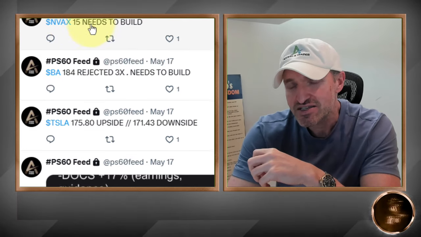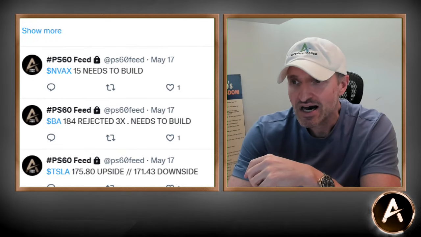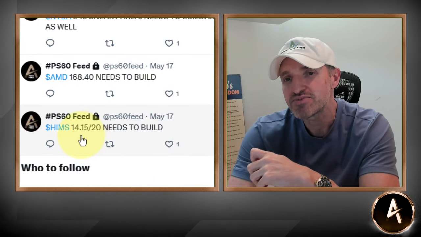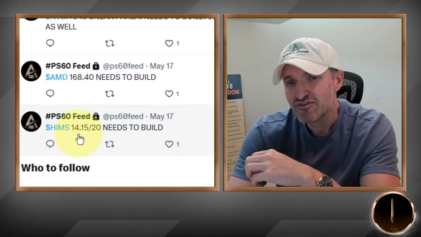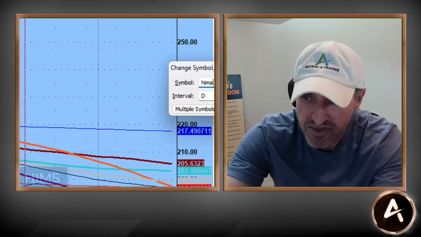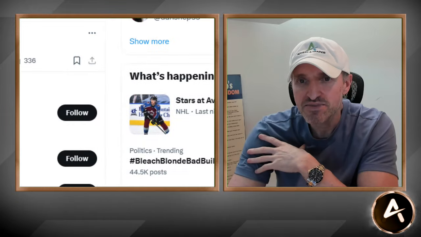NVAX 15 needs to build, never got there. HIMS, nice breakout on HIMS. Really, really nice breakout on HIMS. 14.15, 14.20 needs to build. Here is HIMS. Beautiful move on HIMS. Closed pretty much at the high of the day. 14.60s looks higher. $15 calls were coming in on HIMS.